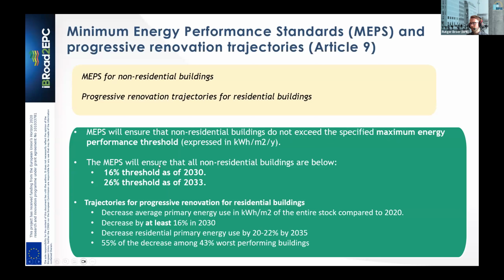So MEPS will ensure that all non-residential buildings are below specific maximum performance thresholds. That means that there's a threshold defined in 2030 for 16% of buildings. That means that in the baseline year of 2020, they say which 16% of the building stock are worst performing, and the threshold is set at that point, and in 2030 all buildings need to be below that threshold. And for 2033 there's a threshold set at 26% of the building stock, and basically that means that in 2033 all the buildings need to be below this threshold compared to 2020.